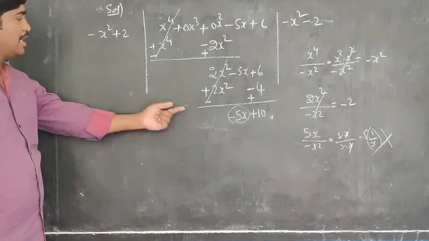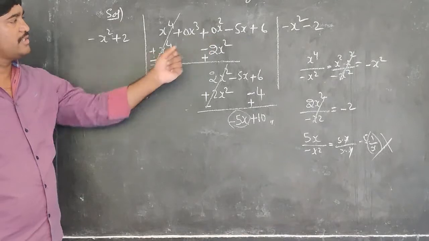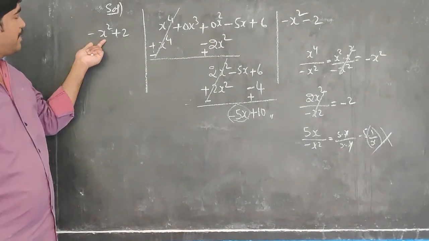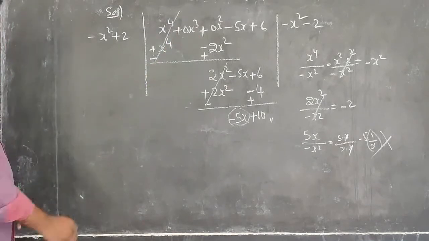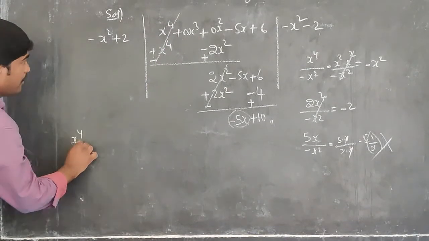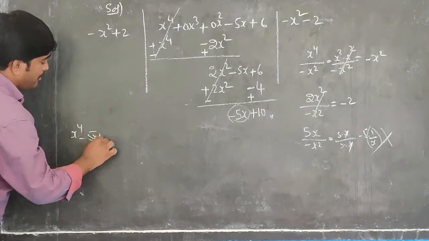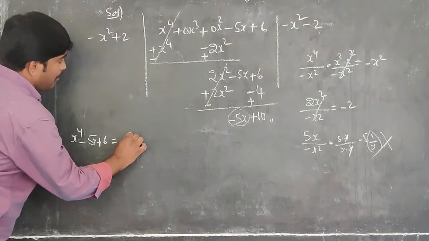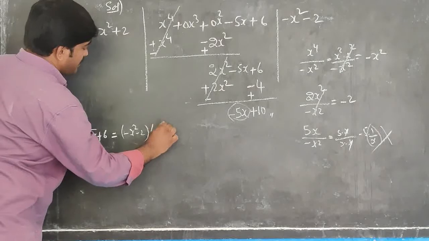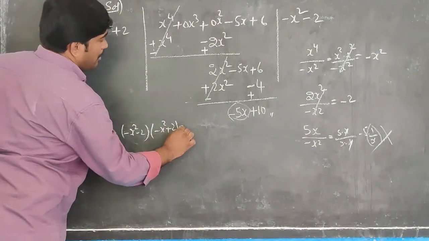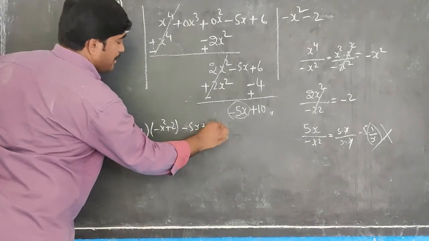So what is the answer? Minus 5x plus 10 is the remainder. X square minus 2 is the quotient. And minus x square plus 2 is the divisor. And this is the dividend. Now what is the division rule? X power 4 minus 5x plus 6 is equal to (minus x square plus 2) into (x square minus 2) plus (minus 5x plus 10). Now this is the problem.